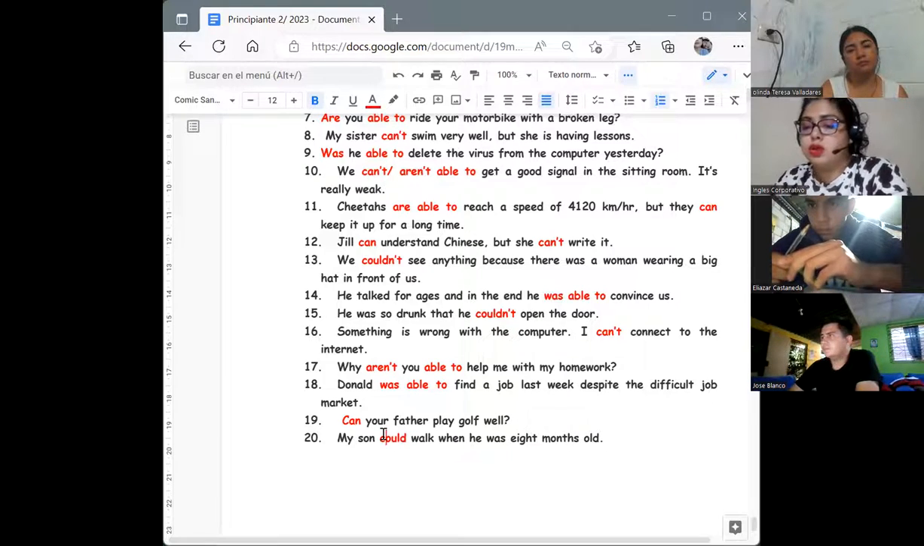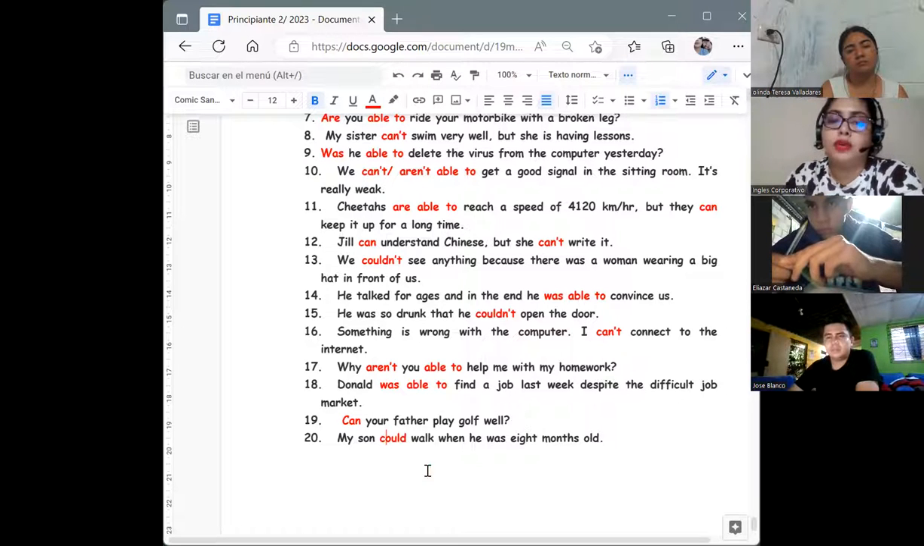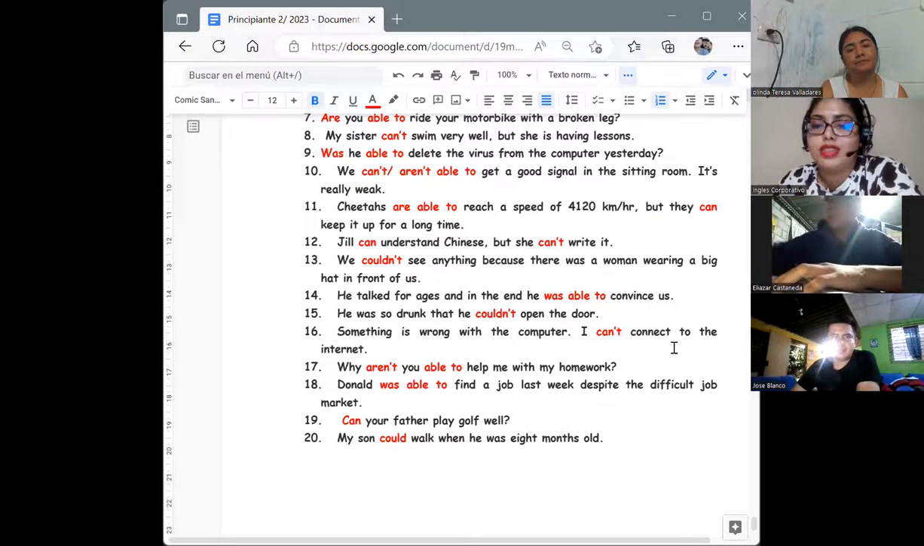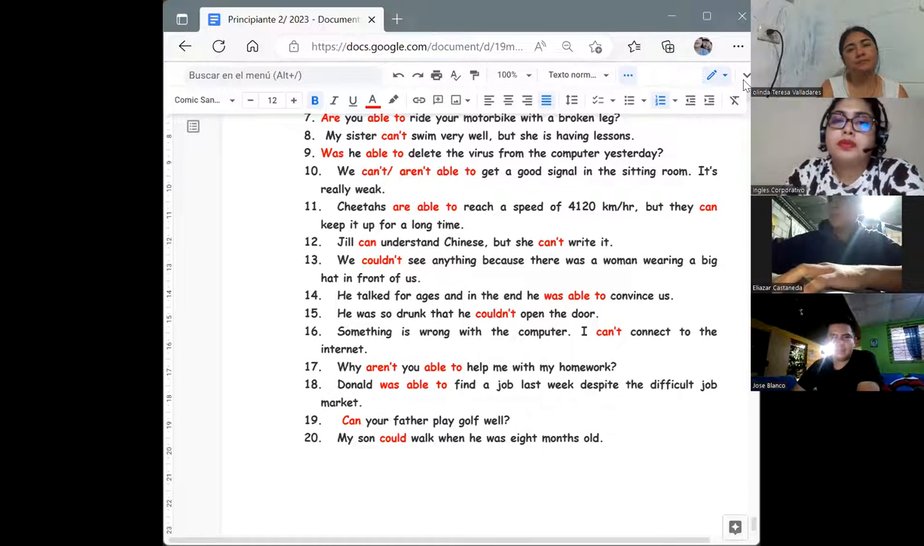Ahí está la solución, ¿verdad? De los ejercicios que estuvimos haciendo el día de ayer. Now we are going to go to the platform. Vamos a ir a la plataforma para leer la última parte que nos corresponde de la sección número 5.